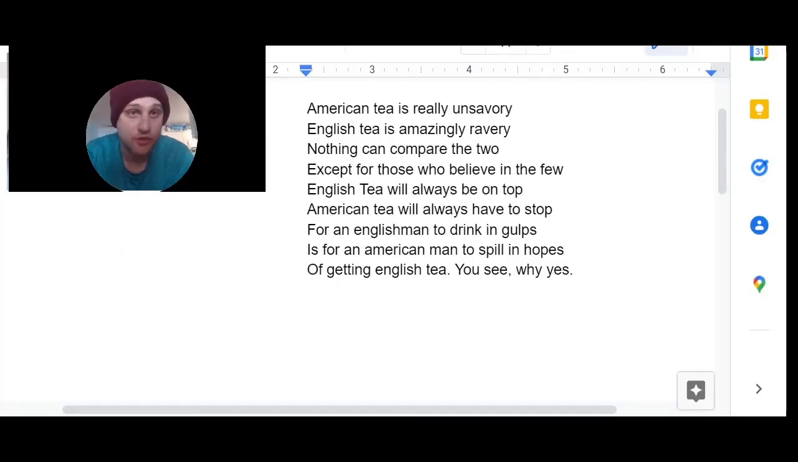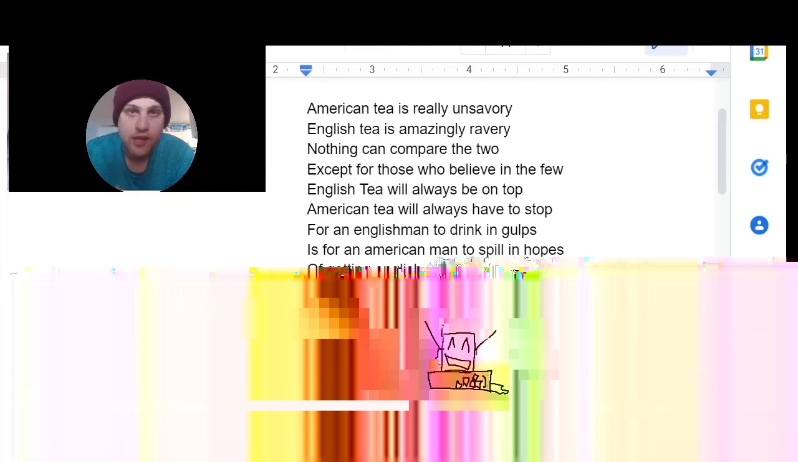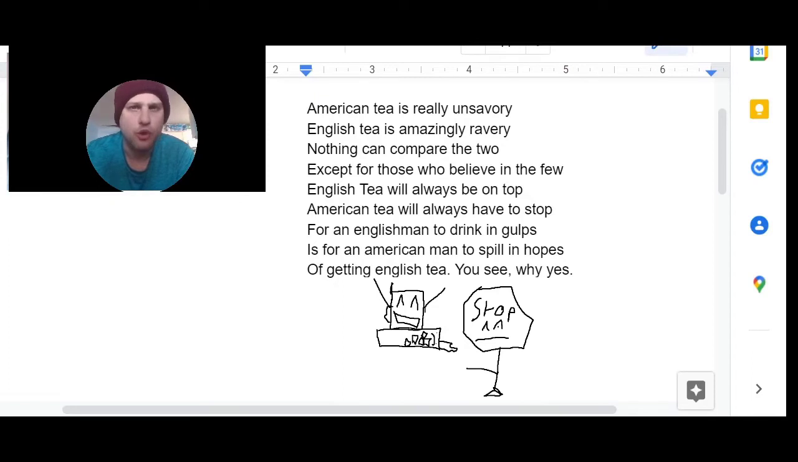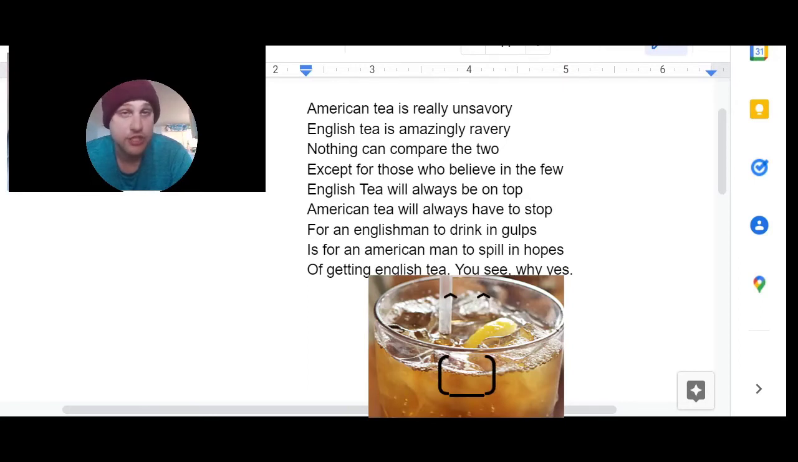So let's jump right into a great example, shall we? American tea is really unsavory. English tea is amazingly savory. Nothing can compare the two, except for those who believe in the few. English tea will always be on top. American tea will always have to stop. For an Englishman to drink in gulps is for an American man to spill in hopes of getting English tea, you see.